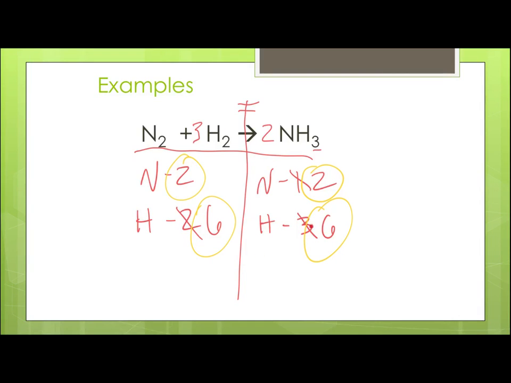That tells us we need 6 on each side, so we put a coefficient of 2 because 2 times 3 is 6. And then on this side, we're going to put a coefficient of 3 because 3 times 2 is 6. That makes our hydrogens equal, and in the process of balancing those hydrogens, we also balance out our nitrogen, because when we put the 2 in front of the NH3, we now have 2 nitrogens, and so that's going to be equal. The whole goal here is to make the left side equal the right by adding in coefficients in front of the elements or compounds.